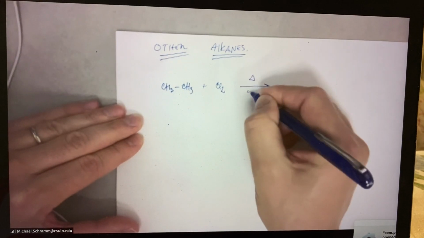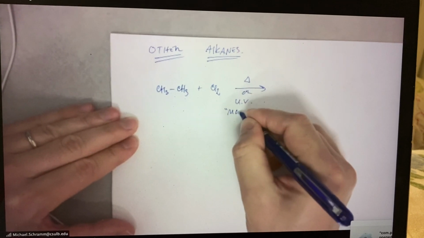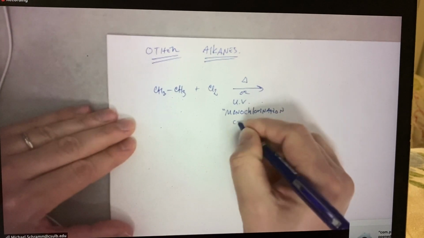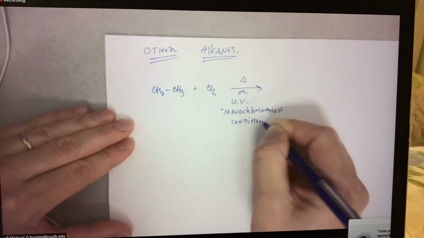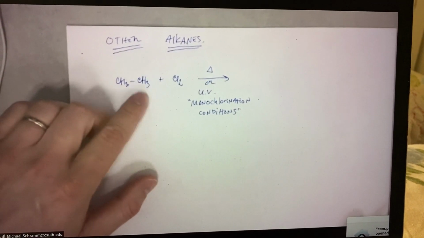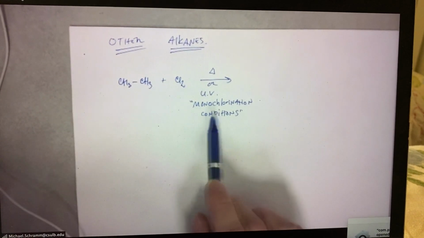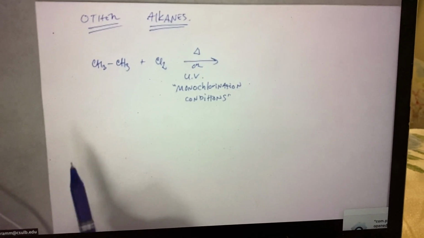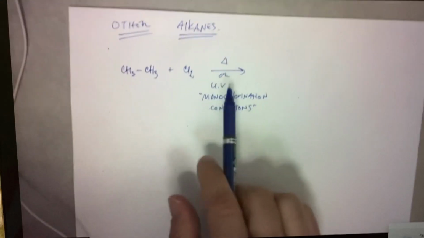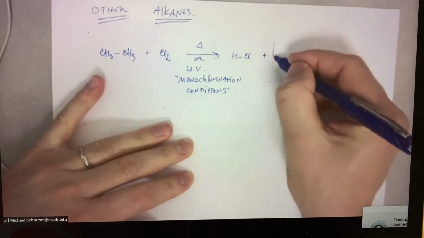We're going to heat it or shine UV light on it. And we're going to do this reaction under monochlorination conditions. When I write this, it just means I want you to consider what happens doing one substitution for one hydrogen with one chlorine. If I wanted polychlorination, well, then there would be 6 chlorines in this, or lots of different products. But for monochlorination, if we take ethane, react it with Cl2, we're going to get HCl plus what?